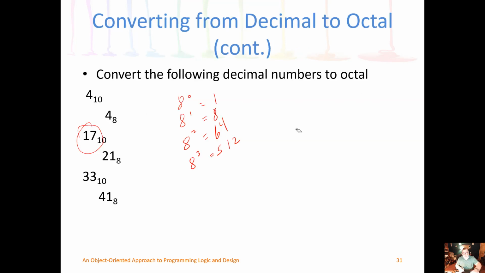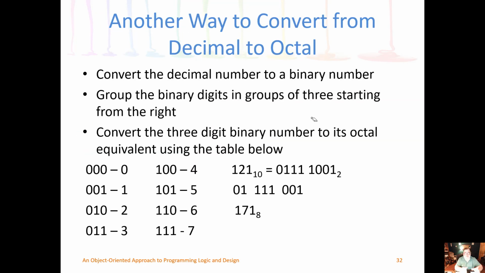But what I was saying, there's an easier way of doing it. We can convert the decimal number to a binary number, and then we group the binary numbers in groups of 3, starting from the right. And then we just convert the 3-digit binary number to its octal equivalent. So, for example, here we have the octal equivalent, 0, 1, 2, 3, 4, 5, 6, 7. And this is all I need to know because anything above that I start using the same symbols over again.